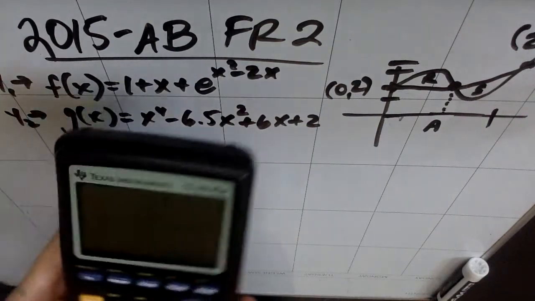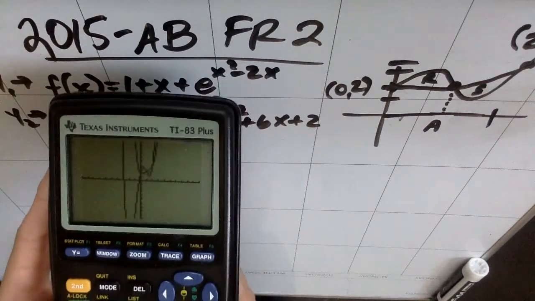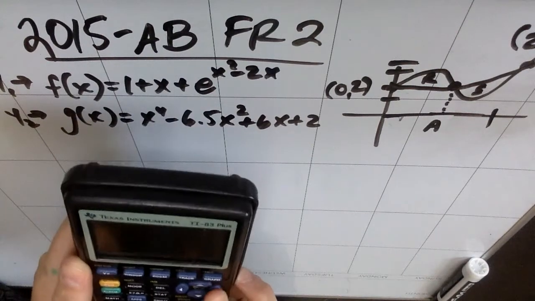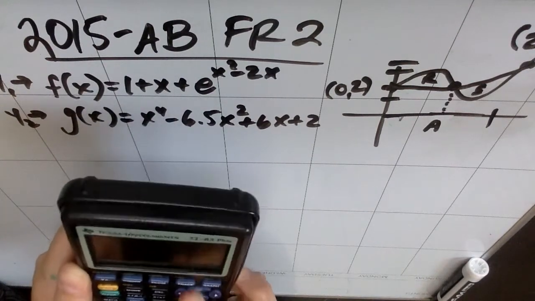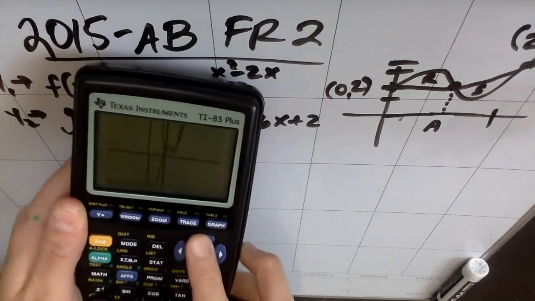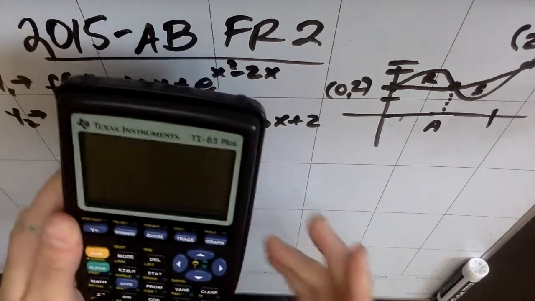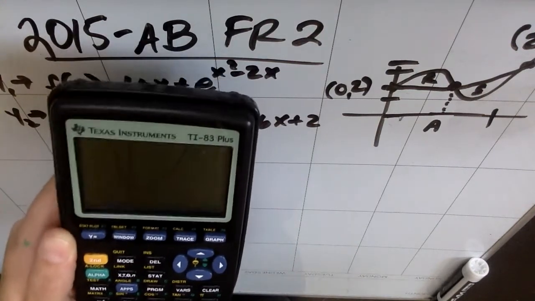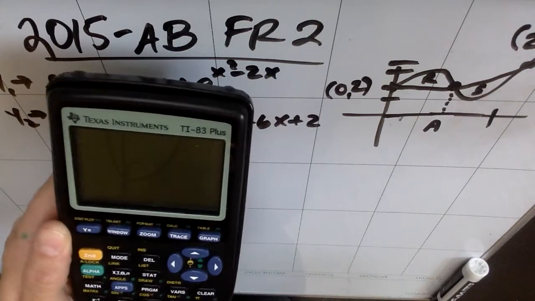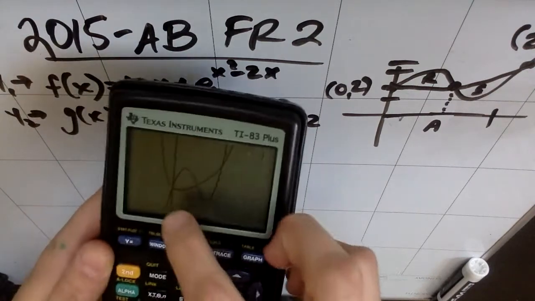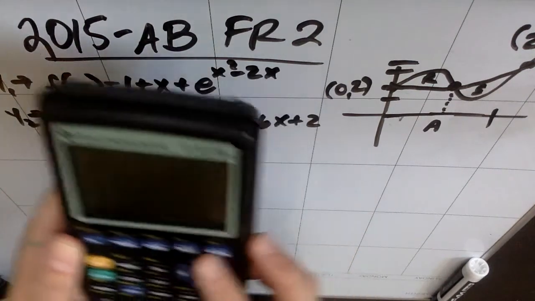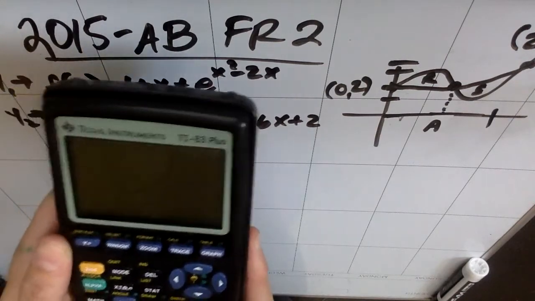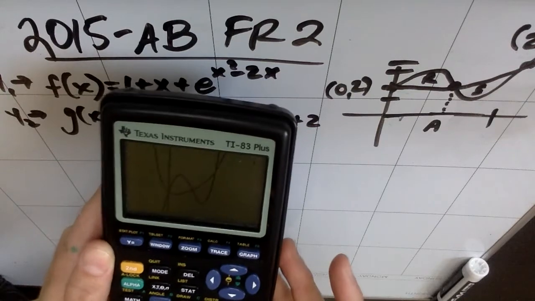I'm in ZoomStandard, which is the standard window, and you can see I'm not getting the best version of this graph. I would suggest that you zoom in a little and get a slightly better picture. The graph you're seeing on your calculator is similar to what you're seeing on the test. So there's that shape. I want a second calc intersect for this value in the middle, and it landed right where I wanted, which is awesome.